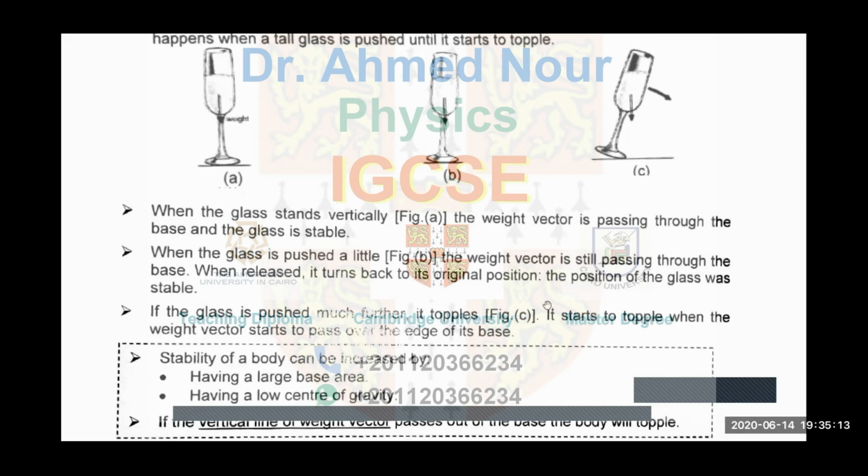Now the question, how can the stability of the body be increased? We can increase the stability by having a larger base area, this base area, or having a low center of gravity. That means make this part lower. You can try this at your home.